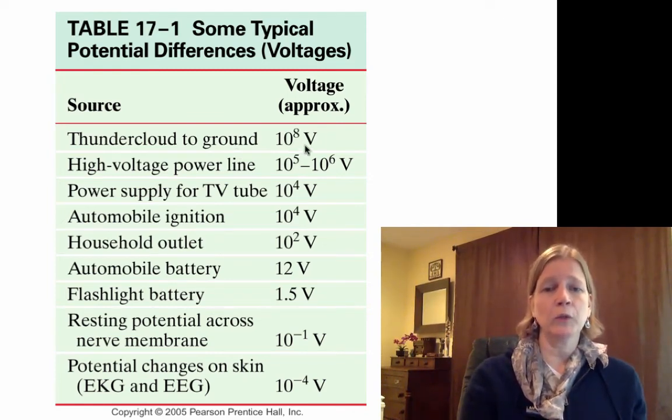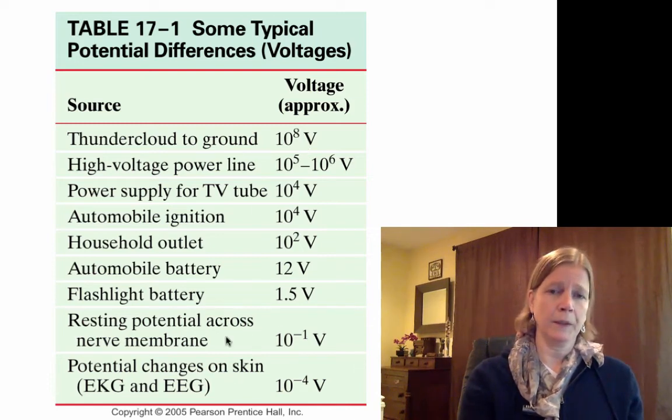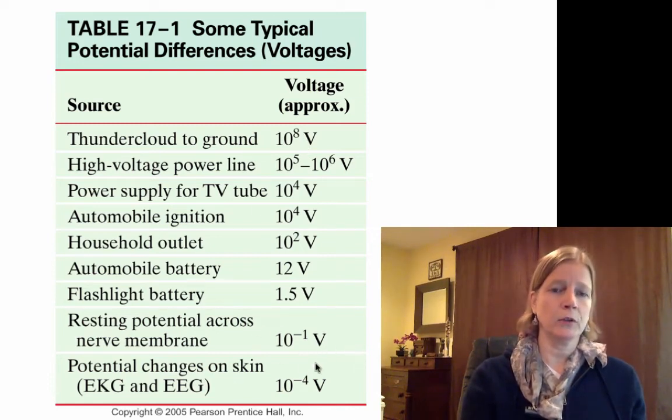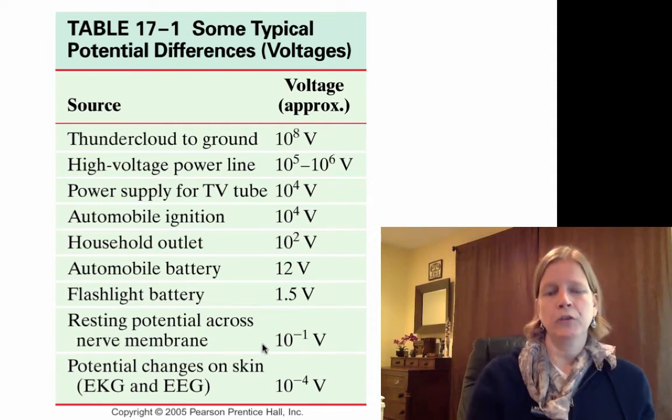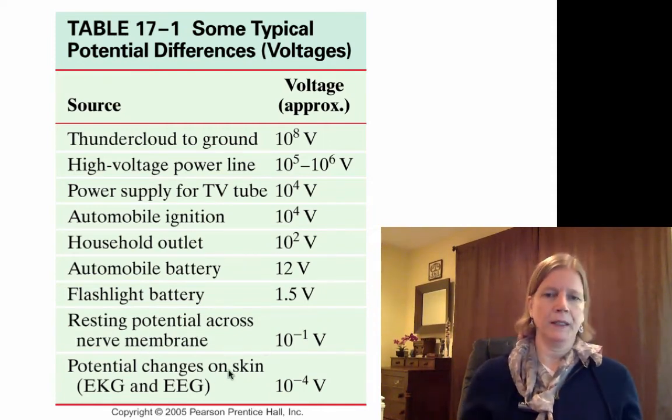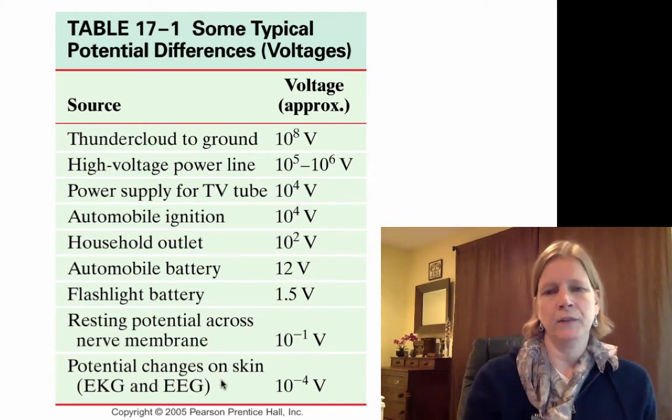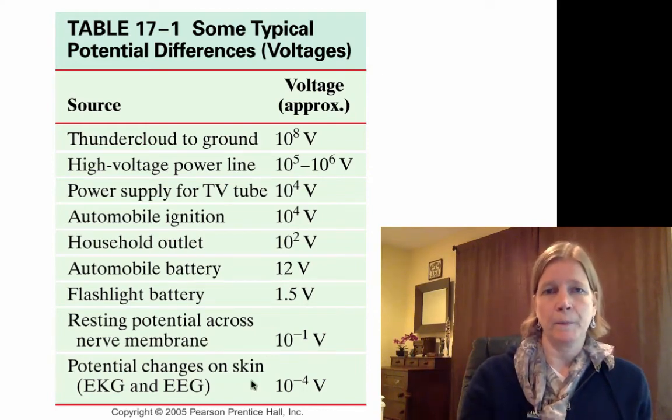All right, if we go to smaller values, we get to some biological applications. The resting potential across a nerve membrane is about 1/10 of a volt. Potential changes on the skin measured by an EKG or an EEG is about 1/10,000th of a volt.